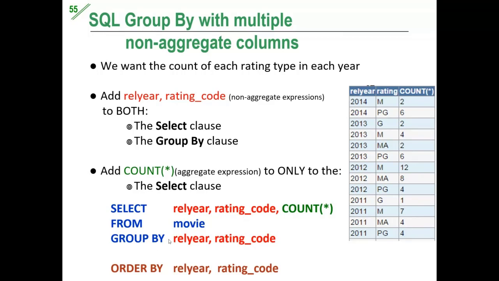I think I can put the vice versa as well. I can put first group by according to rating code and then group by release year as well. And then I can put the order by clause as well if I want to order it in a specific order. So in this case, order it first by release year in ascending order, and then by the rating code in alphabetical order, right?